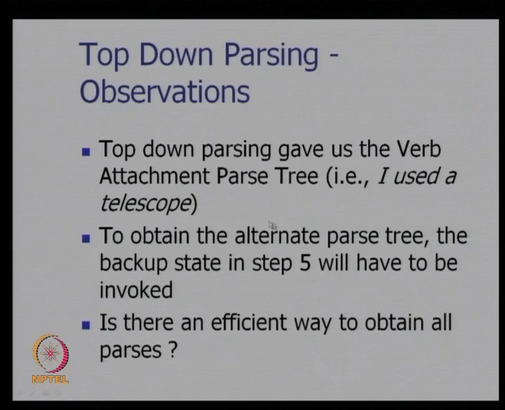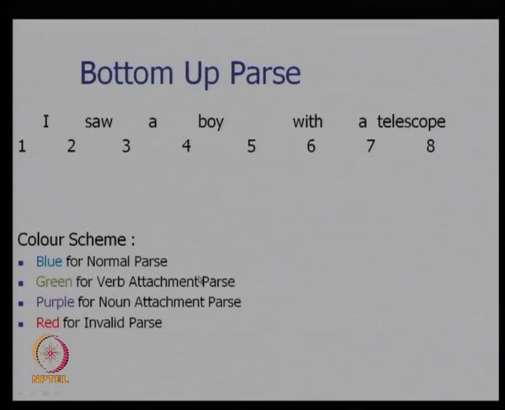Now, we move to some observations, which is that top down parsing gave us the verb attachment parse tree, I use the telescope. To obtain the alternate parse tree, the backup state in step 5 will have to be invoked. Is there an efficient way to obtain all the parses? That is an interesting question to think about. Now, how does bottom up parsing deal with an ambiguous sentence, and does it have the capability to produce multiple parse trees? This is the question we now pursue with the same example.